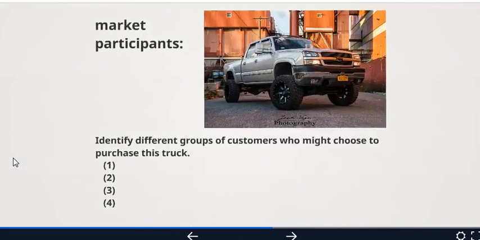Ooh, that's a really pretty truck. So let's identify different groups of customers who might choose to purchase the truck. Okay, who chooses to purchase that truck? Okay, yep, we've got private consumers like you and I. I'm not buying that truck. I can't fit 3 kids in it, but let's put that right over there. So we have private, capitals.